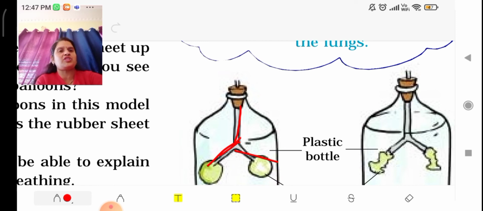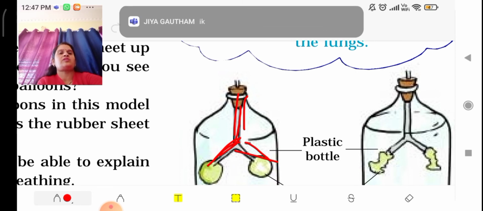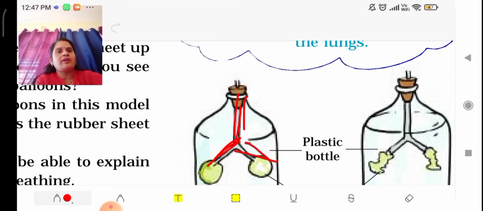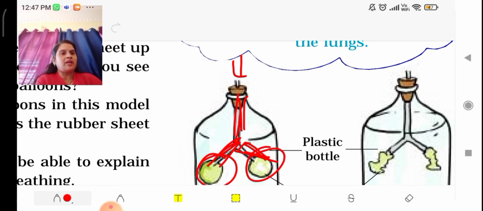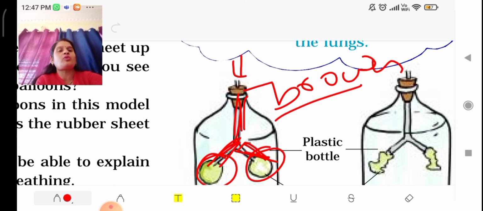Y shaped means from here one pipe is coming and it is dividing into two parts, so that when we take the air in, this air will divide into two parts. This is the trachea that becomes bronchi. Fine. And here we need to fix two deflated balloons, meaning balloons which do not have air. Now this brown color you are seeing, that is the cork. With the cork we have to close the mouth of the bottle tightly, so that it becomes airtight.